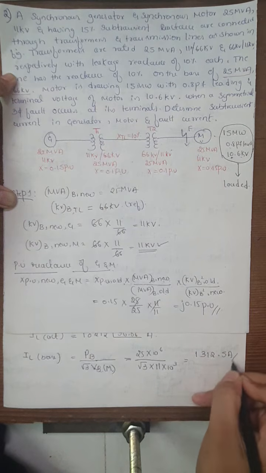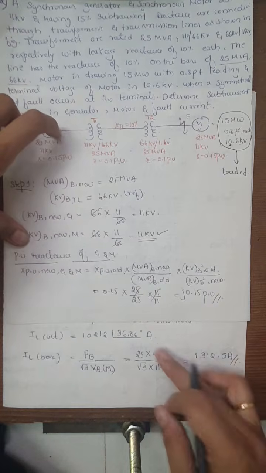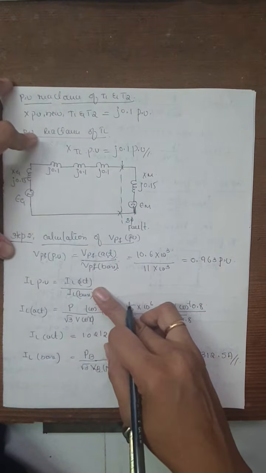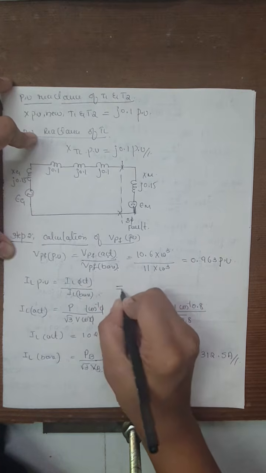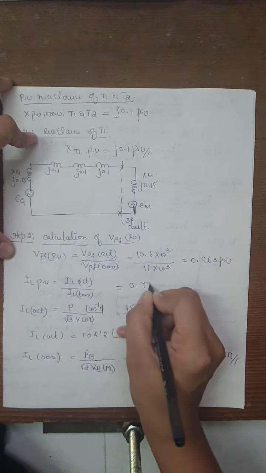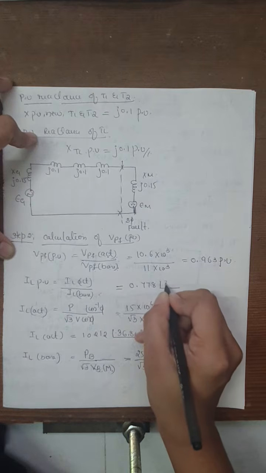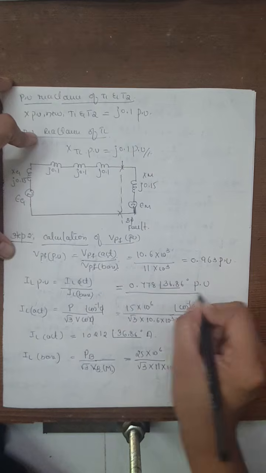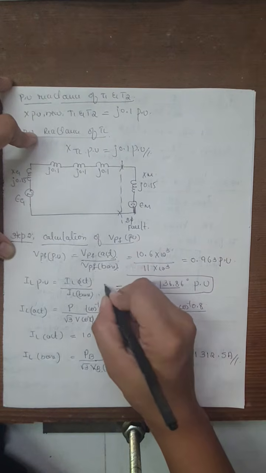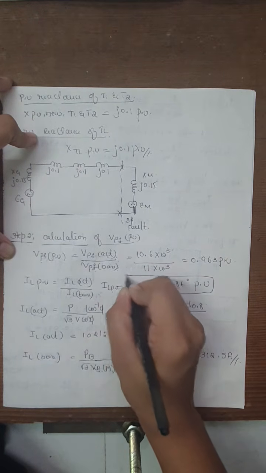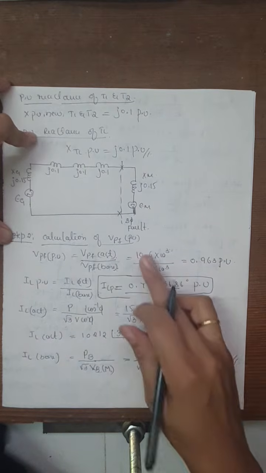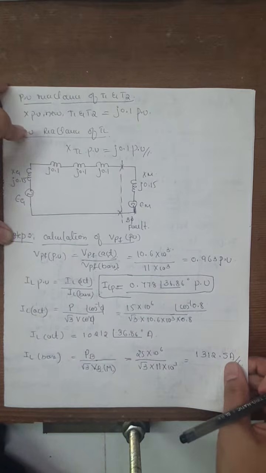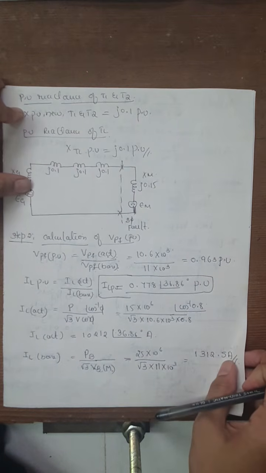1312.5 ampere. So now you can substitute these two answers in the IL per unit formula, so that you will get the final answer as 0.778 at an angle of 36.86 degree per unit. So remember this answer. This is IL value in per unit. So this completes step 2. So next we need to find out the fault current at the 3-phase fault point.